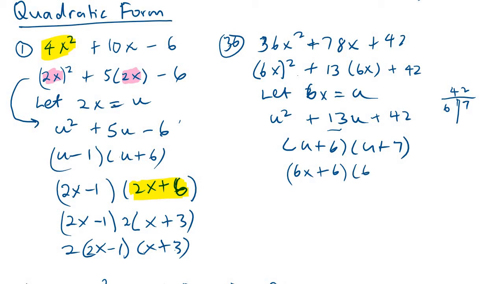And then 6x plus 7. Well, I can take out a 6 here, so it'll be 6x plus 1 and then 6x plus 7. All right. That's basically the answer to this problem.